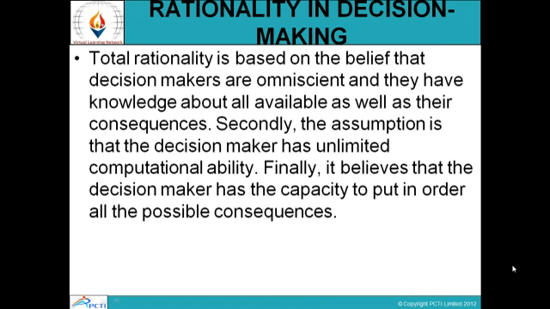So yes, if we talk about total rationality, the basic thing is that the decision makers have knowledge about certain things and they always put their knowledge and consciousness into that concept. At the same time, the decision makers have an unlimited computational ability. They are unlimited in that concept. They believe that the decision maker has the capacity to put in order all the possible consequences.